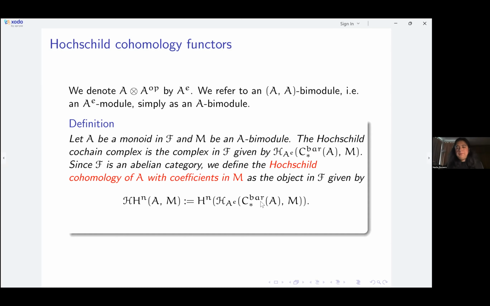So we have our bar resolution. We take in the Hom we defined before. This gives us, again, a complex in F. This is going to be a complex of Homs in F only. F is an abelian category, so we have subfunctors, we have quotients, we have everything we need. We can define the cohomology. And so this cohomology is going to be, again, a functor in F. So it is going to be an object in F again. So this defines a functor from the category of bimodules to F.